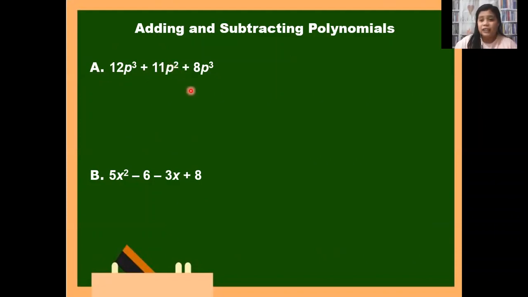So now, the first thing that we need to do in order for us to solve polynomials, depending on the given operation, is to first identify the like terms, because that is important. When they have the same term, we can combine them already. Now, in our given, the similar terms or the alike terms there are 12p cubed and 8p cubed. As you can see, they have the same color, therefore they are alike terms or similar terms. And when we have similar terms, we can combine them.